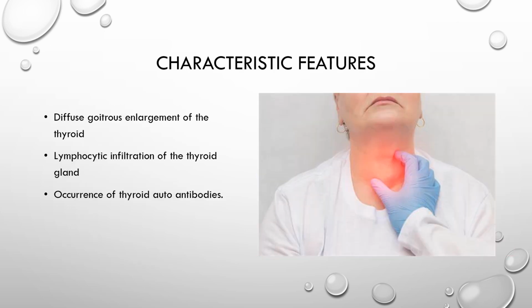So there are three characteristic features that would help us to detect Hashimoto's thyroiditis. Number one is diffuse goitrous enlargement of the thyroid. The second is the lymphocytic infiltration of the thyroid gland. And third is the occurrence of the thyroid autoantibodies.